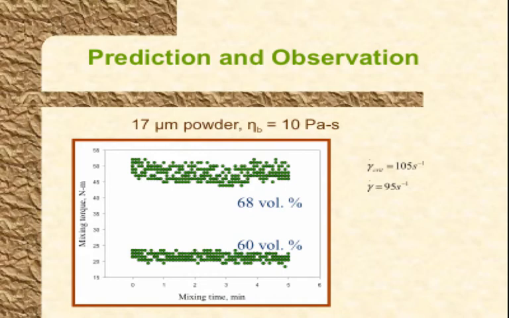In this case, we were doing the mixing at a shear rate that was lower than the critical shear rate. This was the critical shear rate from putting these terms into that equation, and this was the actual shear rate. At lower concentration, the model predicts that your critical shear rate is about 80 and you're applying 95. So you have lesser mixing torque variation, better homogeneity. Okay. So that is the comparison between experiment and theory.